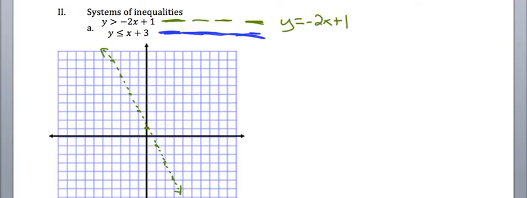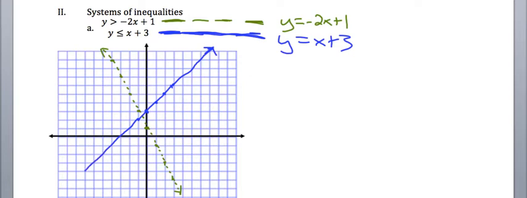Then for the second one, if I had the equation y equals x plus 3, I would go to 3 on my y-axis, that's my y-intercept, and I'd make new points by going up 1 and over 1. And here, I can make a solid line because I do want to include the points on that line.